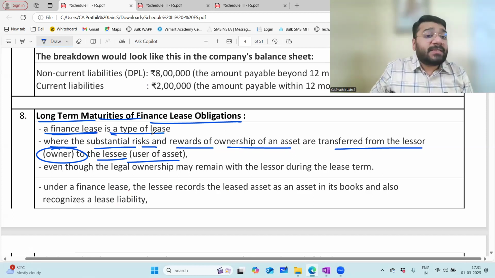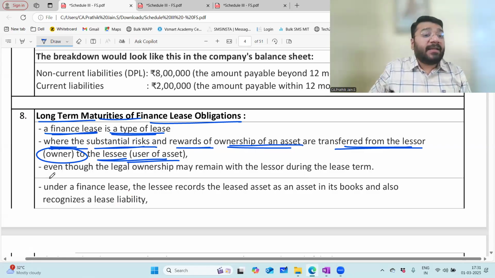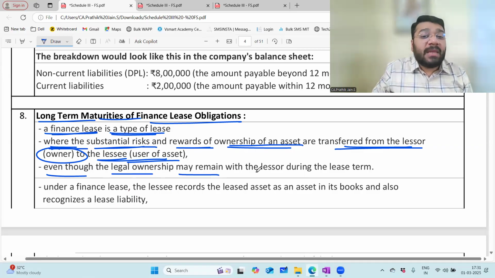So a finance lease is a type of lease where the substantial risk and reward of the ownership of an asset is transferred from the lessor, who's the owner of the asset prima facie, to the lessee, that is the user of the asset, even though the legal ownership may remain with the lessor during the lease term.